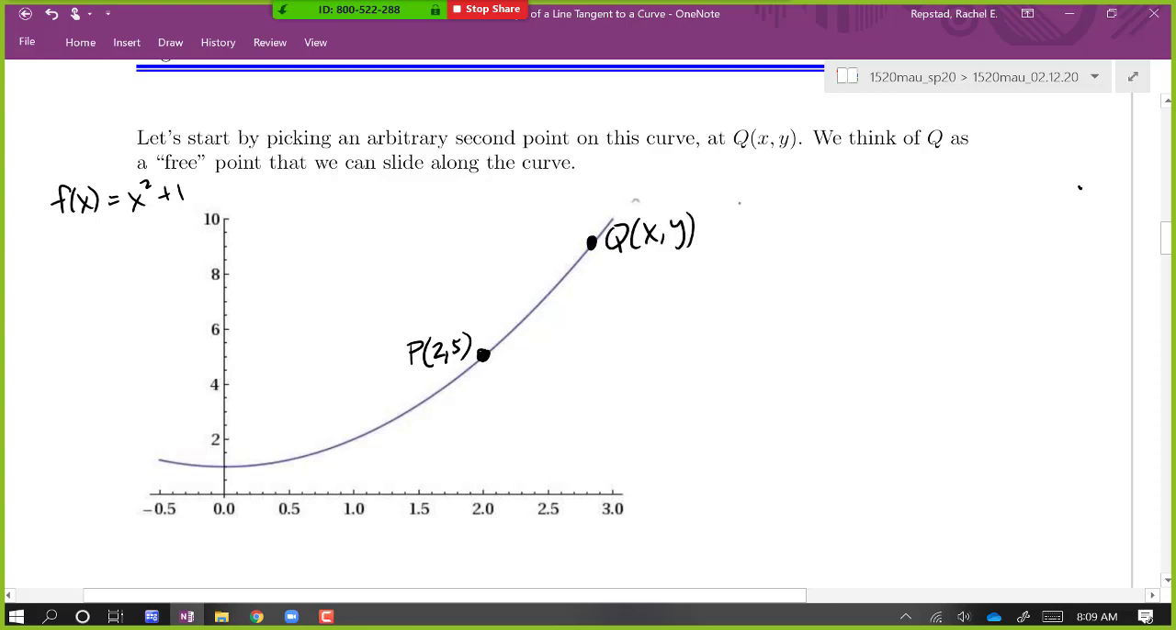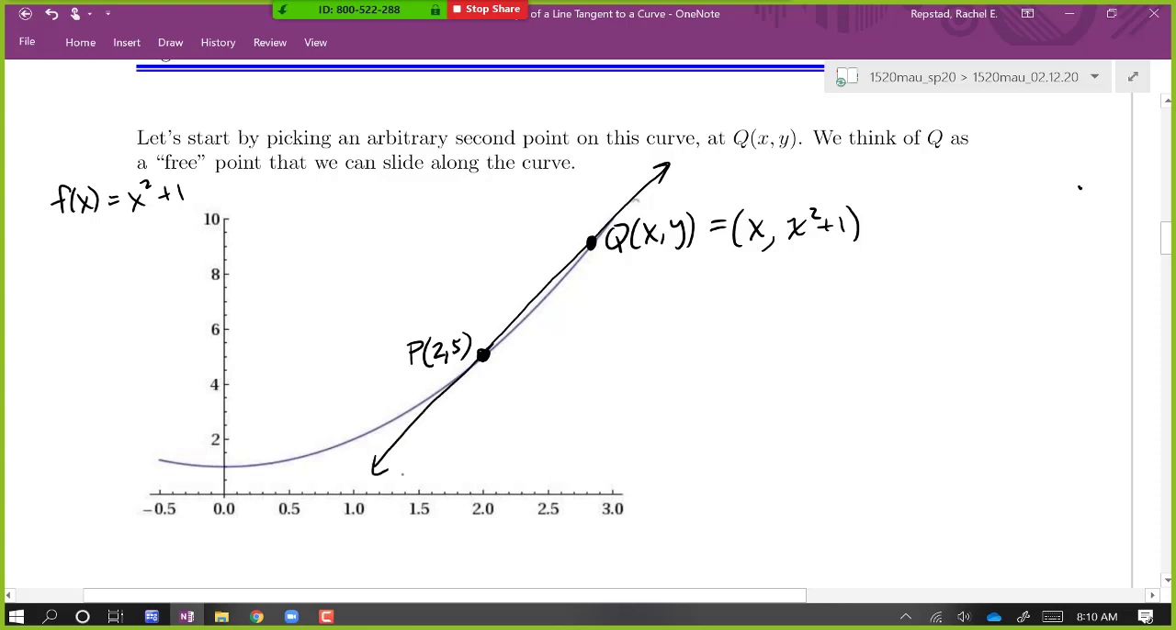And now I'm not being particular about that point. It's some other point on the curve, so I'm just calling it (x, y). What I know is that the y coordinate is x squared plus 1 because it's on the curve. So I could rewrite this as (x, x squared plus 1). And we want that slope.